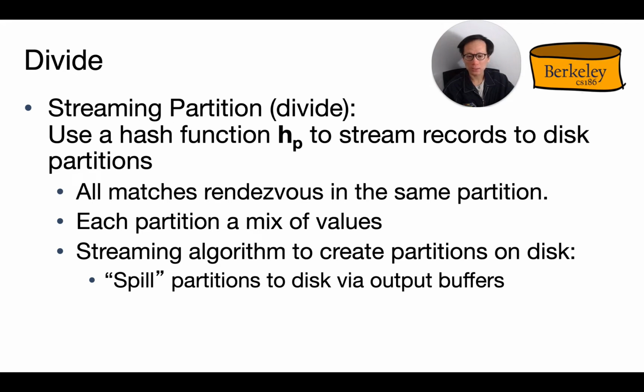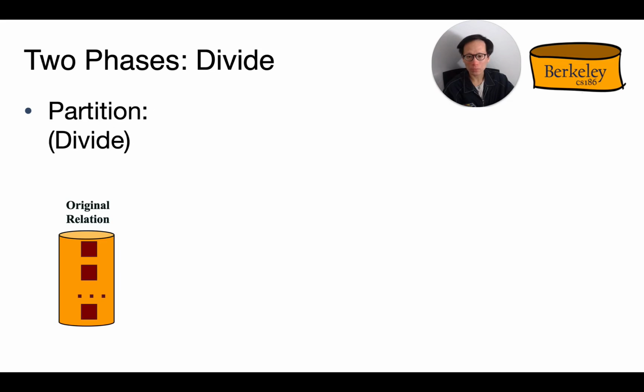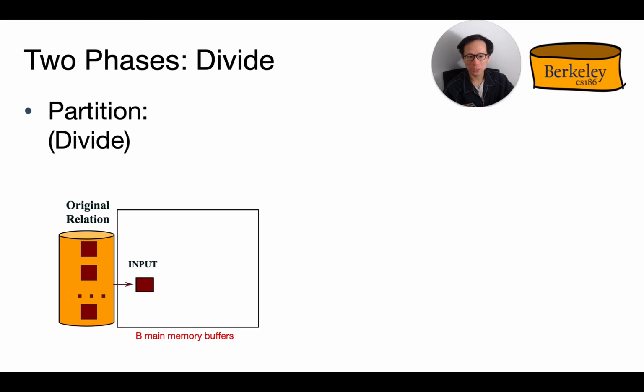As I said, this is a streaming algorithm. So when we run out of space to hold the records in memory for a partition, we will just spill the full partition to the disk by writing them out from the output buffers. So let's see an example. We start by reading each page of the original relation from disk into memory. And we apply our hash function, h sub p, to each of the records in the page to determine which of the B-1 output buffers the record should go to.